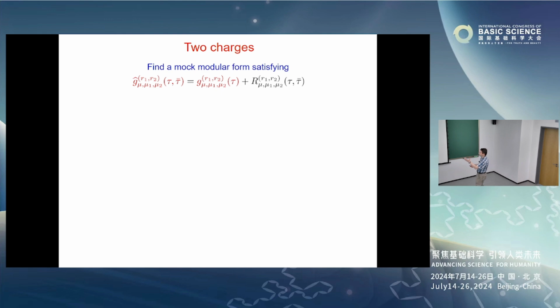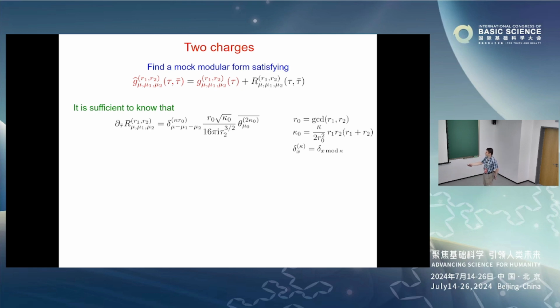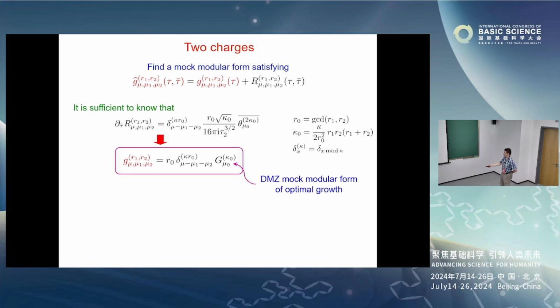Okay, so now, can we solve this crazy anomaly equation and find these anomalous coefficients? Let's again start from the simplest case of two charges. Here it's very simple. There is essentially nothing to do, because we compute the holomorphic anomaly for this coefficient, and it's proportional to a theta series, but now with a parameter given by a certain combination of charges r and kappa. Of course, if you take r1, r2 equal to 1, then this reduces to the usual kappa, but generically it will be different. From this equation, we immediately conclude that our anomalous coefficient is proportional to the DMZ modular form of optimal growth. This is a possible solution in our case, so there is nothing to solve.